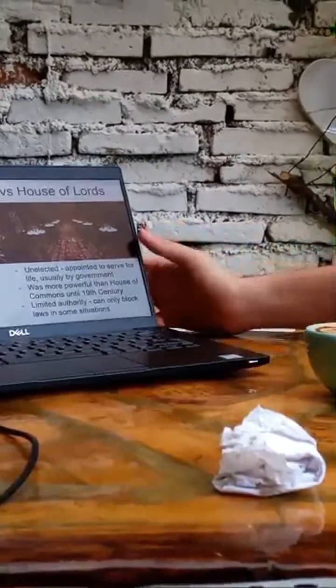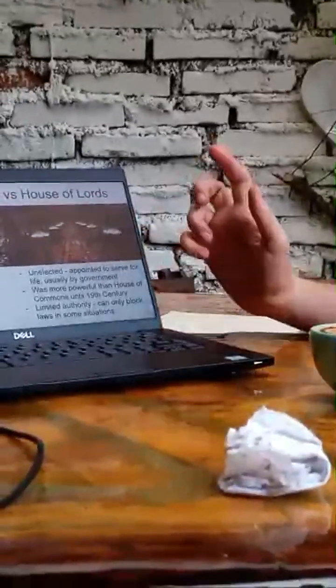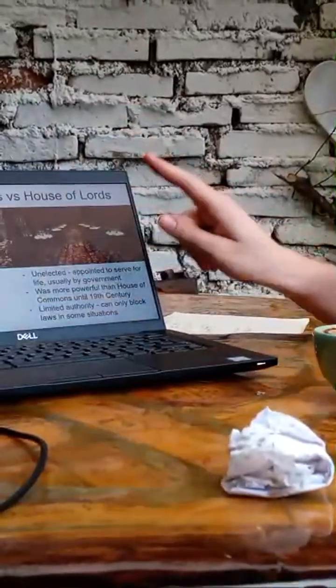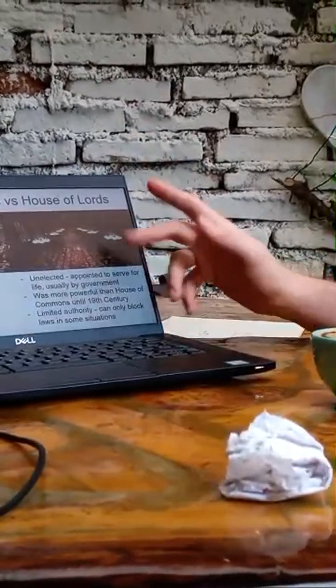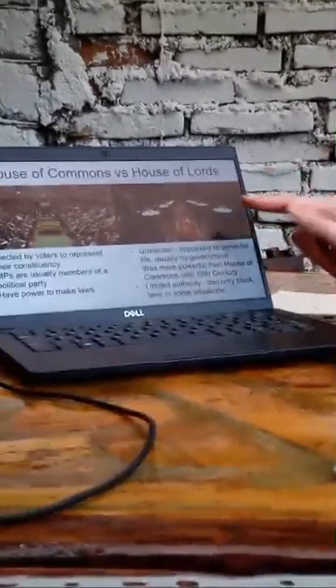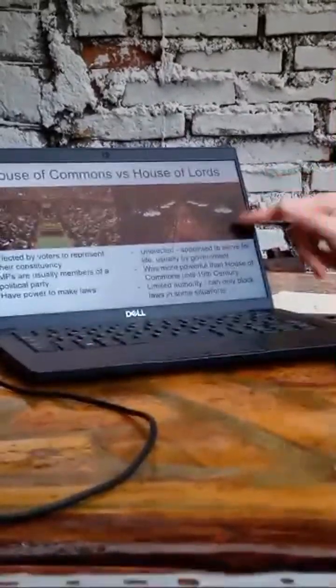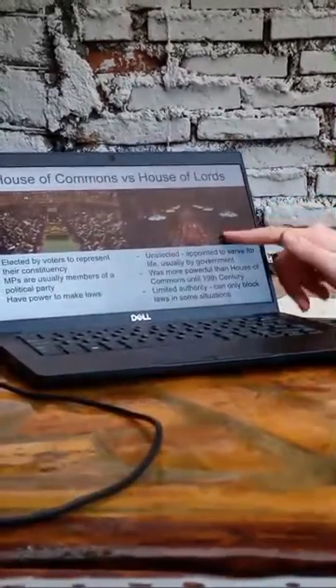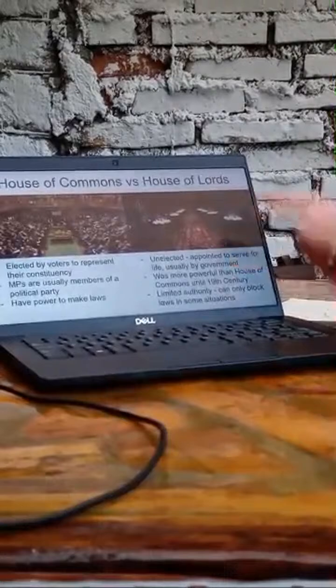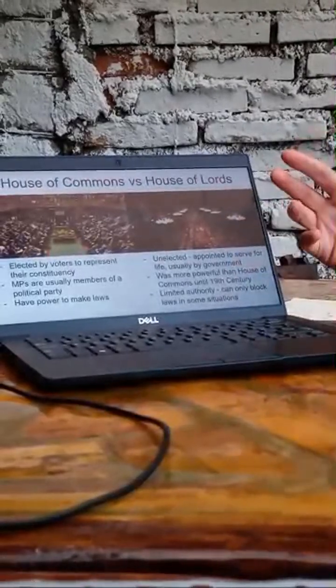The House of Lords is kind of like the upper chamber, like you have the House of Representatives and the Senate in the US. It's maybe the closest example, but the powers are very different. These guys are not elected, so they're appointed for life. People who serve in here serve for life. Usually they're appointed by the government. There are also some bishops, so church figures as well.